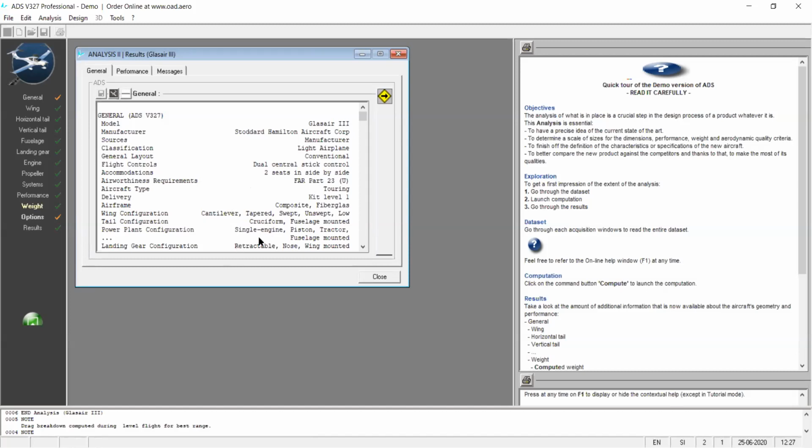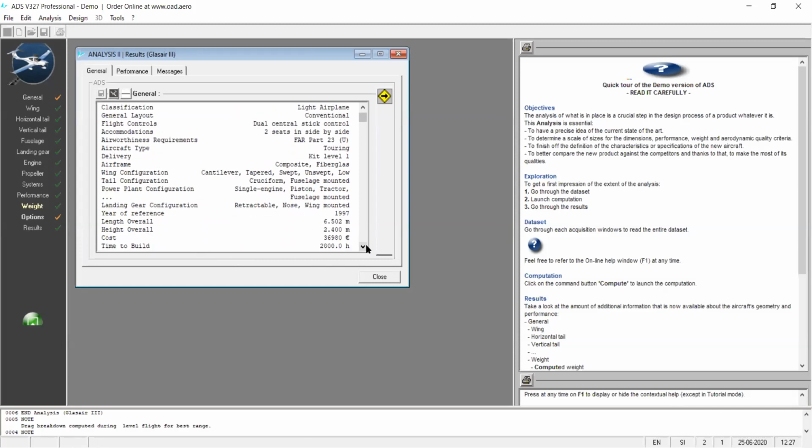And fuselage mounted and single engine piston tractor. What is a tractor prop? This is the propeller. It will be at the front portion. They are called tractor. If it is at the back, that is called a pusher prop. And landing gear, it is retractable, nose wing mounted. Clear? So these are all the different types of overall performance details.